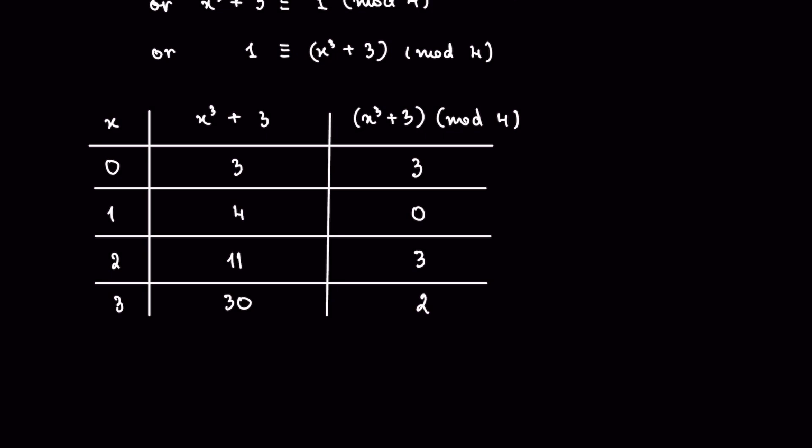As you can see, there is no remainder that is equal to 1. Therefore, in this example, you also conclude that there are no solutions to the equivalence.